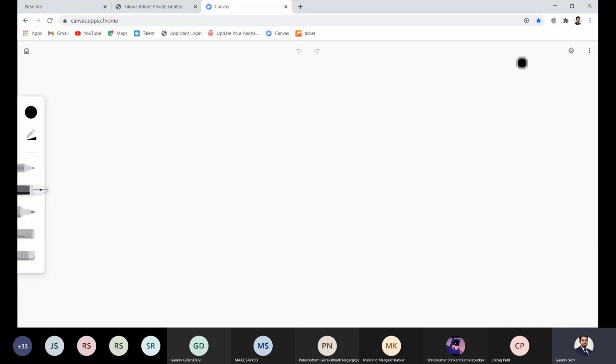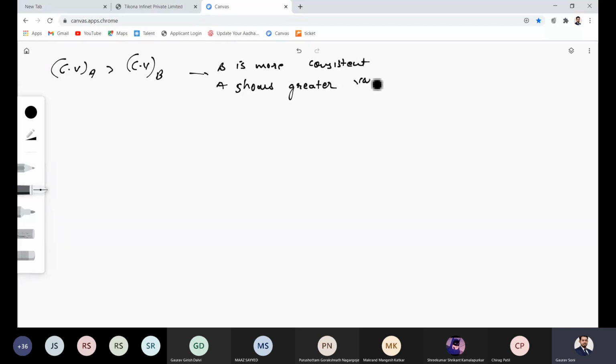So in the previous lecture, we ended with the coefficient of variation. The coefficient of variation of A is greater than the coefficient of variation of B. Then B is more consistent. A shows more variability, greater variability.